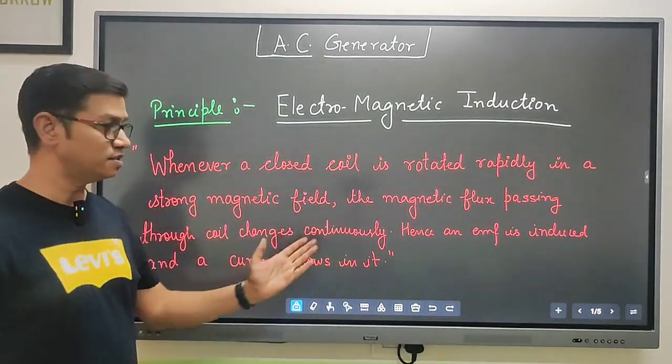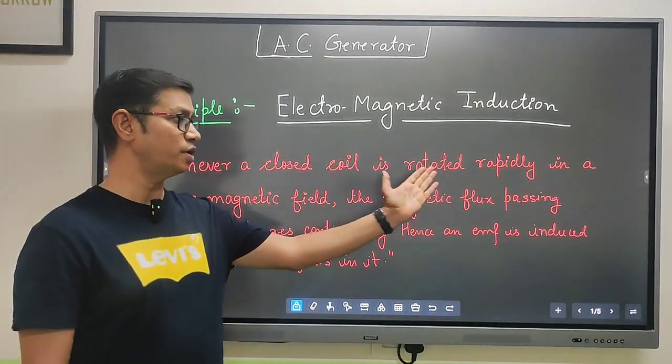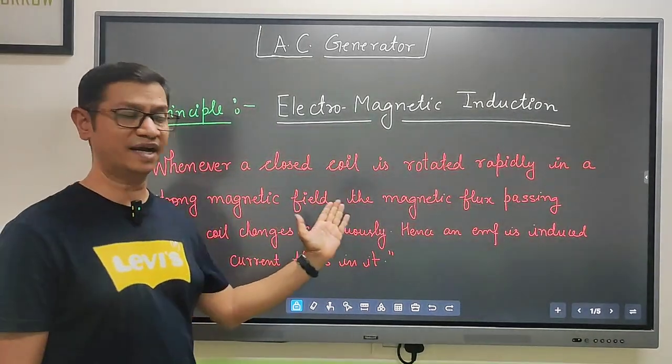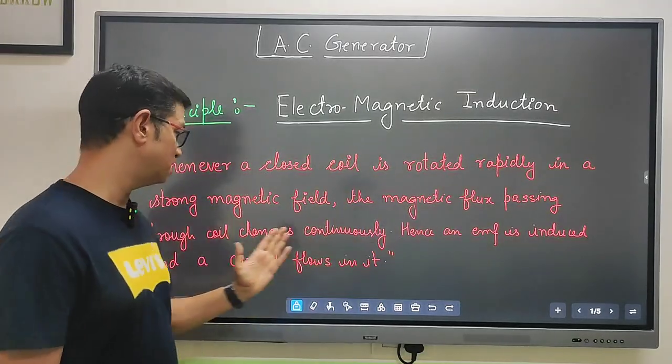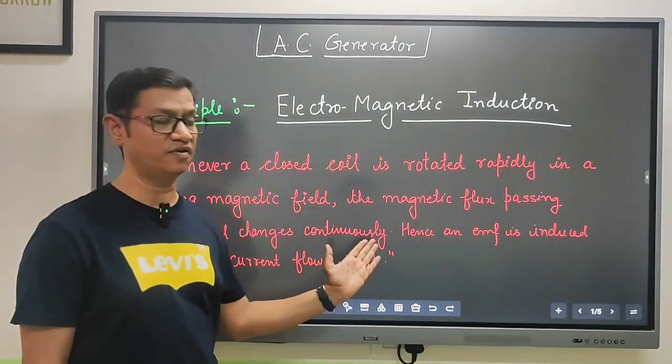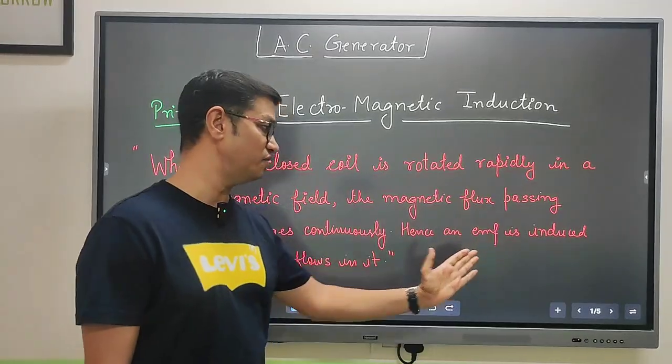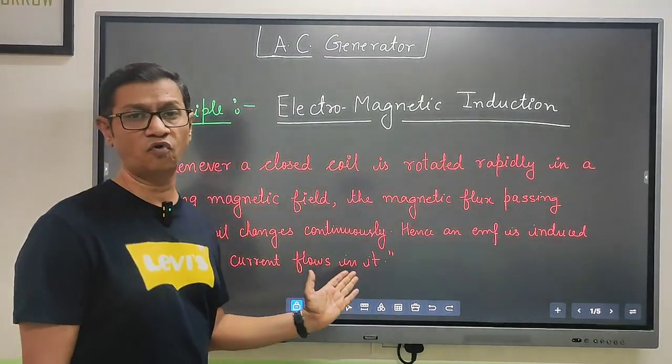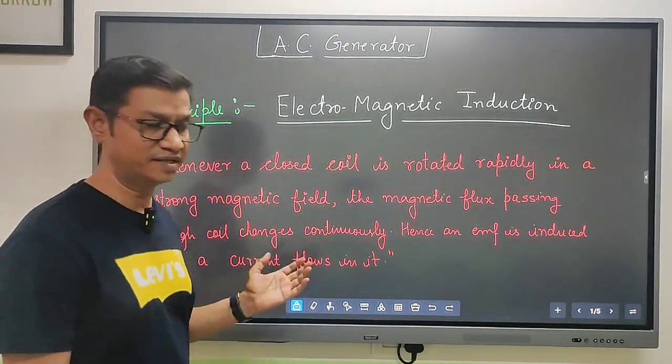The detailed principle is, whenever a closed coil is rotated rapidly in a strong magnetic field, the magnetic flux passing through the coil changes continuously. Hence, an EMF is induced and a current flows in it. Very simple.